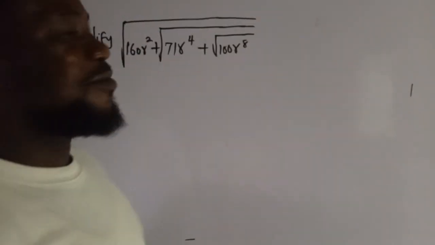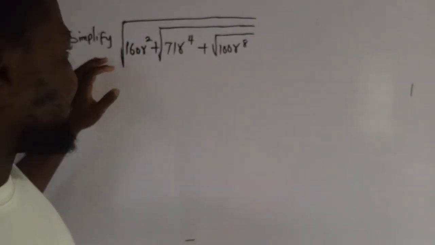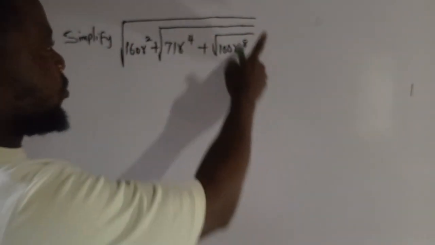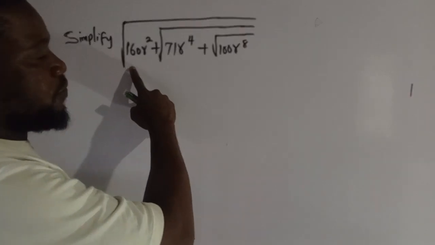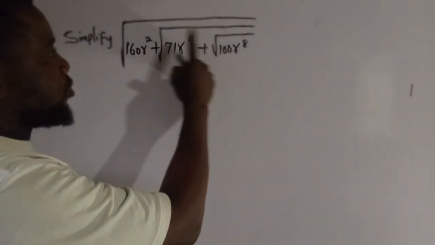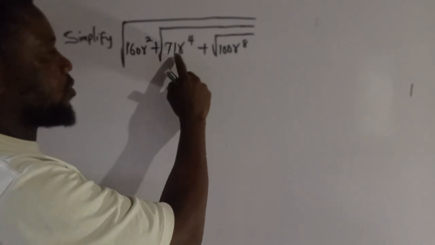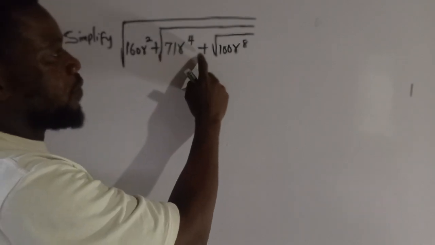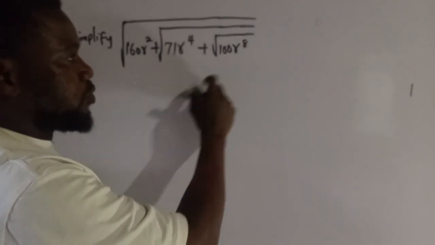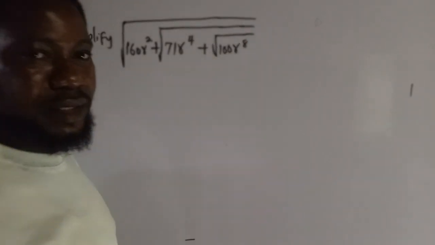Wow, we have a question on the board. The question said simplify the square root of 160r² plus the square root of 71r⁴ plus the square root of 100r⁸.